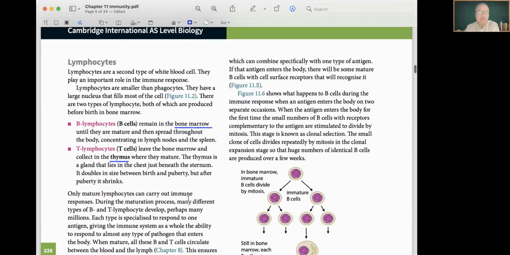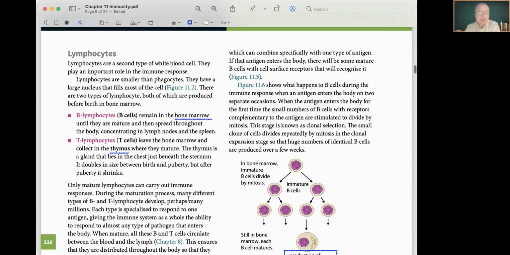So next, let's talk about the lymphocytes. There are two kinds of lymphocytes. One is B lymphocytes, another is T lymphocytes. Here B means bone marrow, 骨髓. As we know, B lymphocytes are from bone marrow. They remain in the bone marrow until they are matured and then spread throughout the body, concentrating in lymph nodes and the spleen.